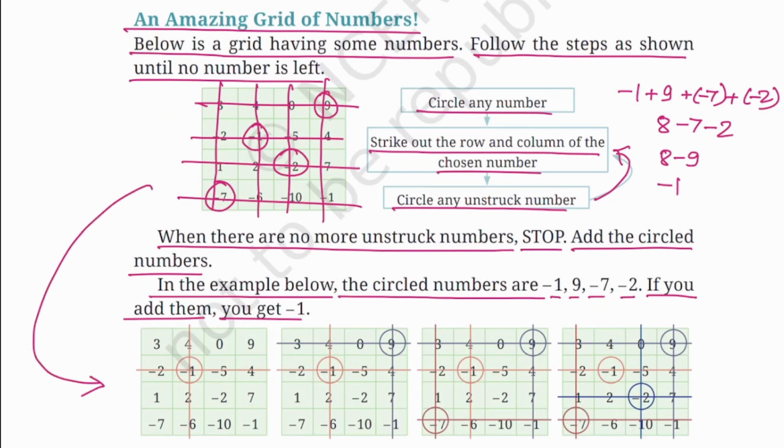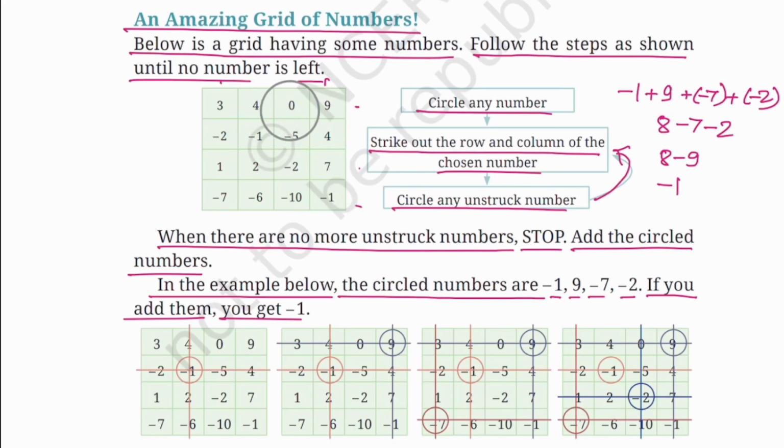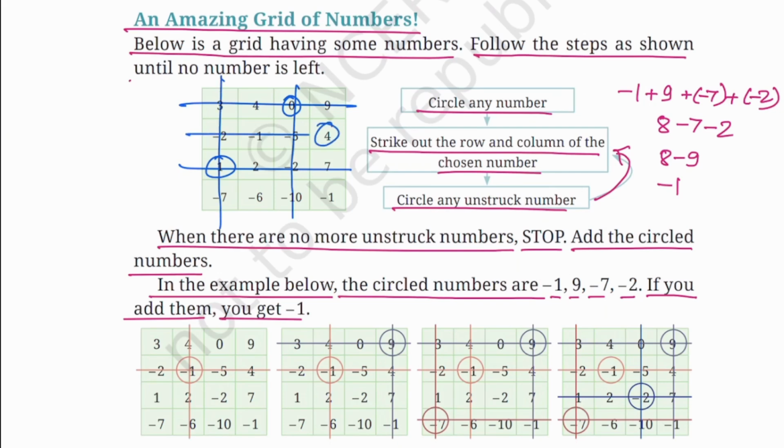Same steps have been shown here. If you choose any other numbers, for example, I choose 0 first, then 1, then 4, then -6, 0 plus 1 plus 4 plus -6 is equal to 5 minus 6 is equal to -1. Again, you are getting -1.